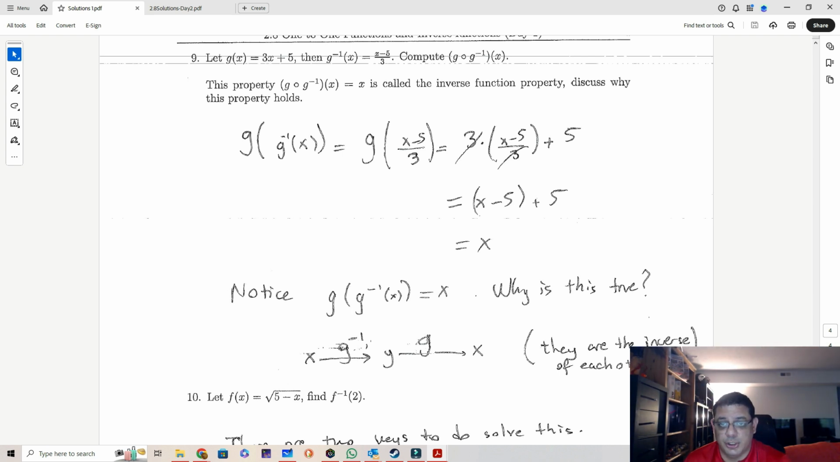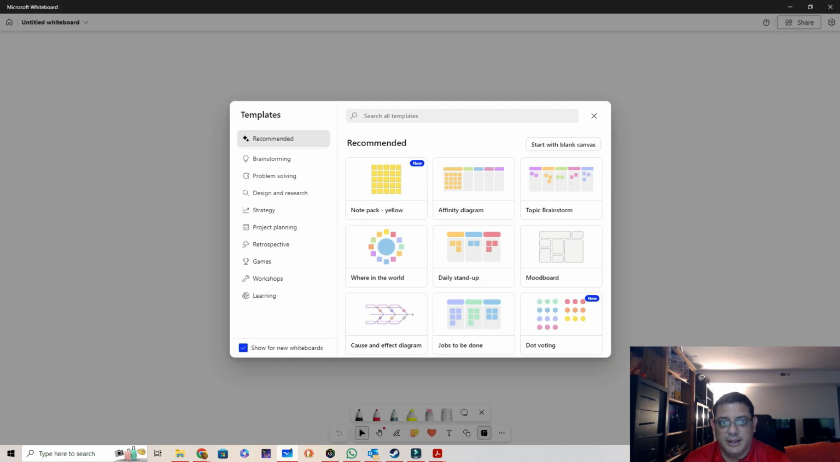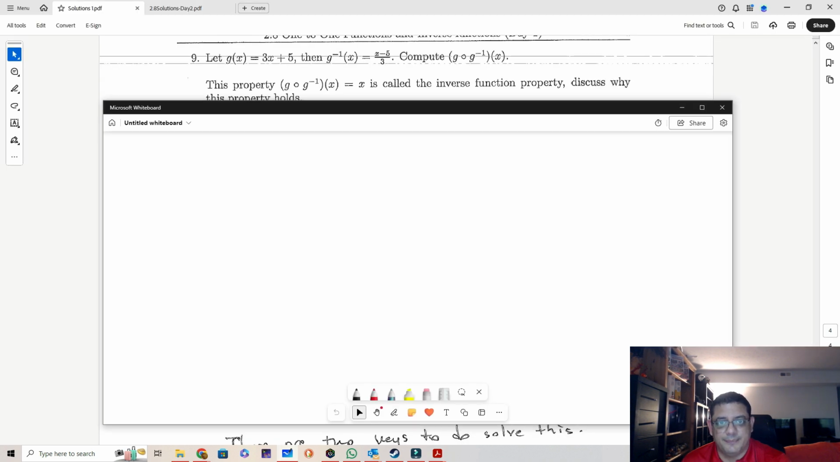G composed with g minus 1 is plugging (x minus 5) over 3 into the function g, and so that will be 3 times (x minus 5) over 3, plus 5, so that's going to lead to x minus 5 plus 5, and that's going to lead to x. And notice if you do it the other way around, the same thing is going to happen.